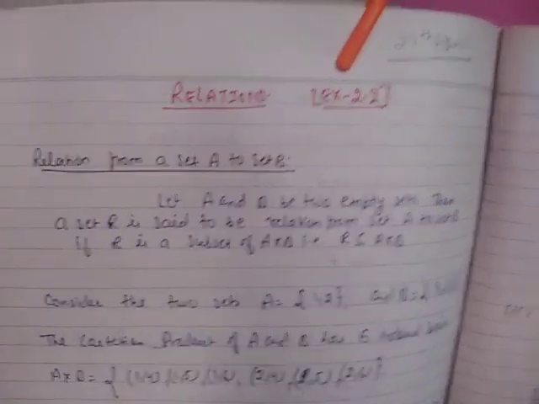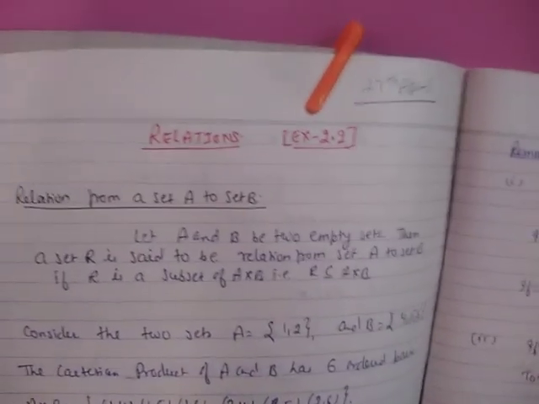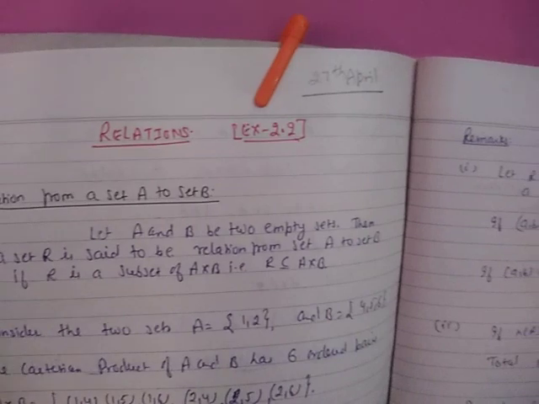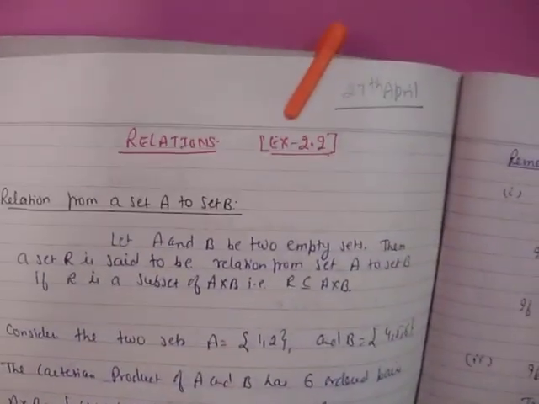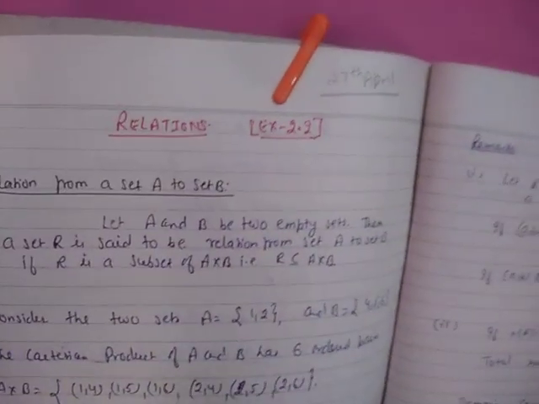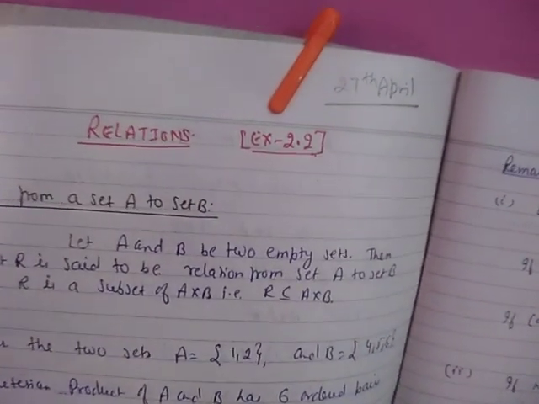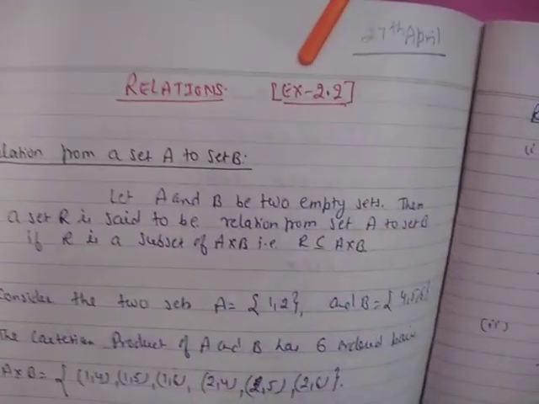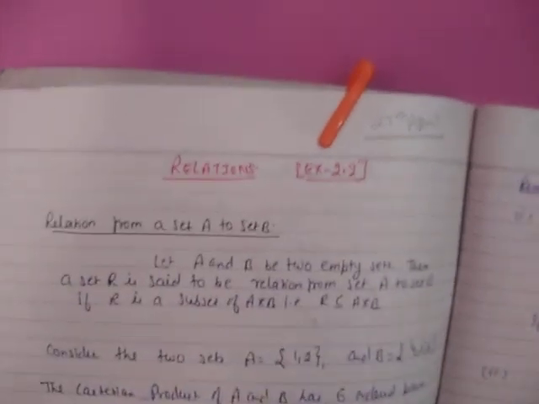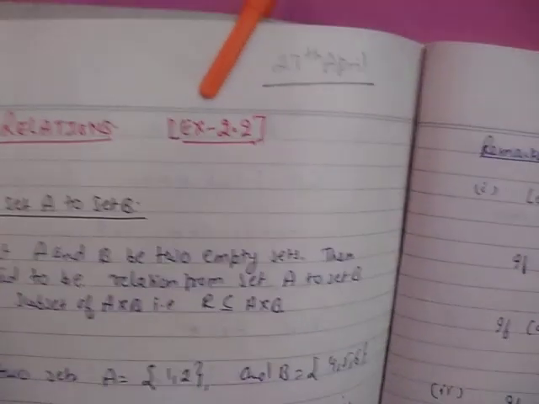Children, in this video I am going to explain the topic relation. As I told you earlier in the previous video, relation is a subset of the Cartesian product. In the flowchart I explained it. Now let me explain the definition and concept of relation. That is your exercise 2.2.